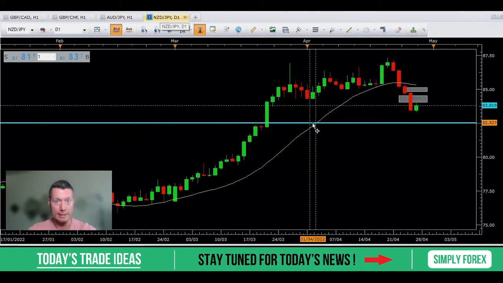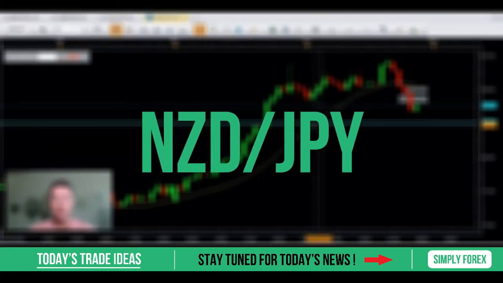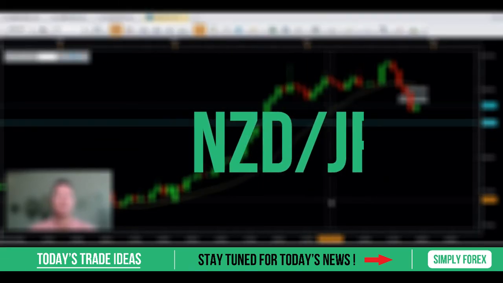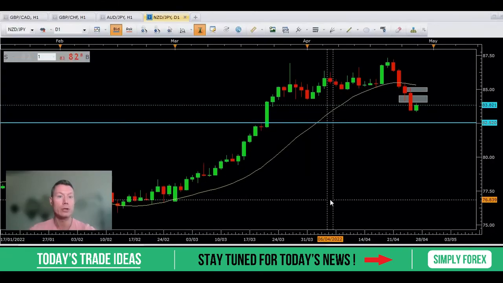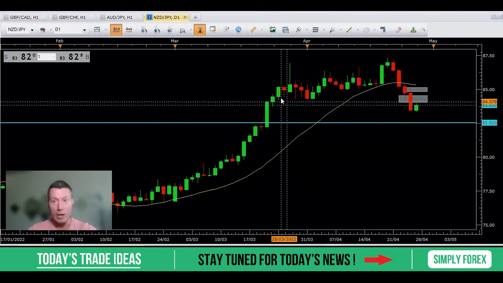Next trade idea is this. This is the New Zealand dollar against the Japanese yen. Obviously very correlated with the Aussie dollar yen, so just trade the one that gives you the best setup. And the charts are very similar.